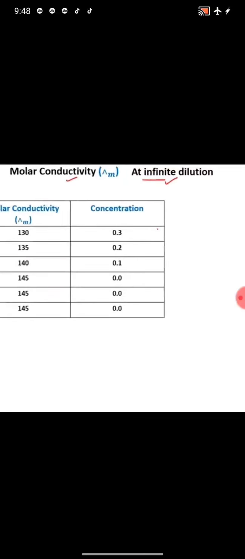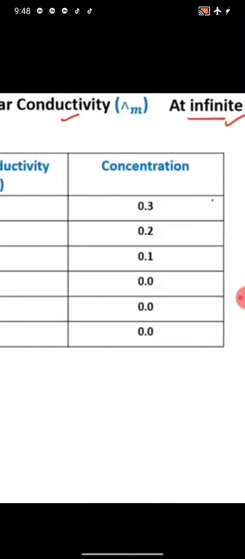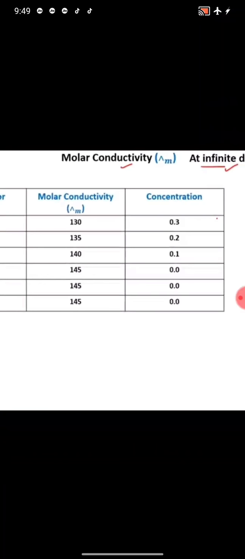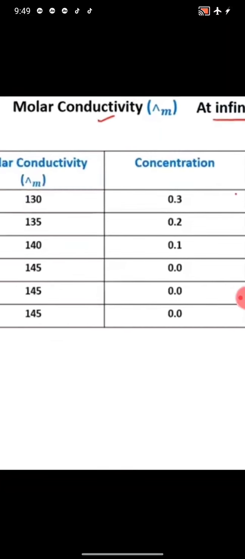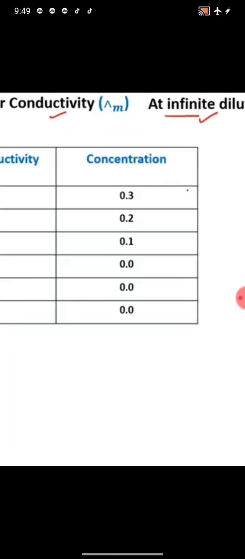The effect of dilution I've already discussed with you in my last session, where you saw that on diluting an electrolytic solution, the specific conductance decreases, while all the other factors, that is conductance, the molar conductivity, the equivalent conductivity, increase on increasing the dilution. So today in this session you'll learn about the effect on the molar conductivity at infinite dilution.